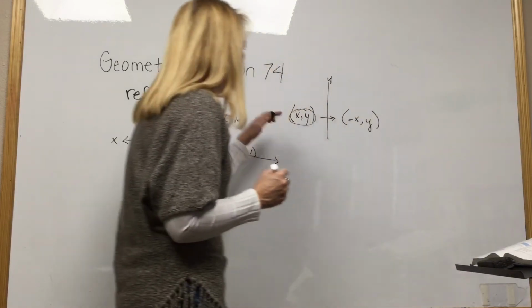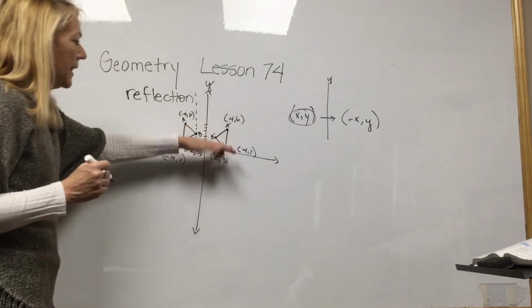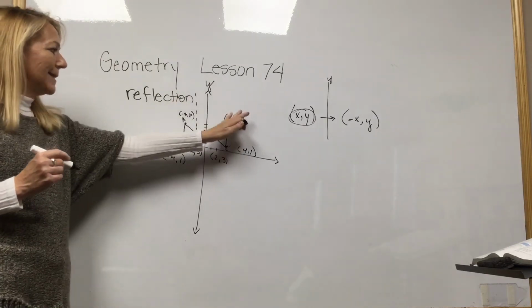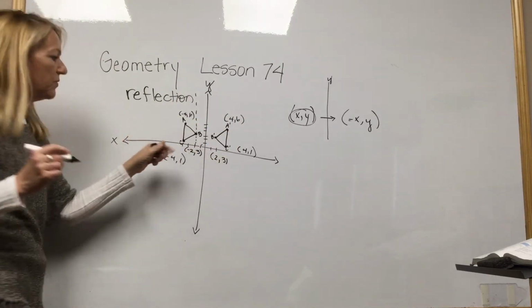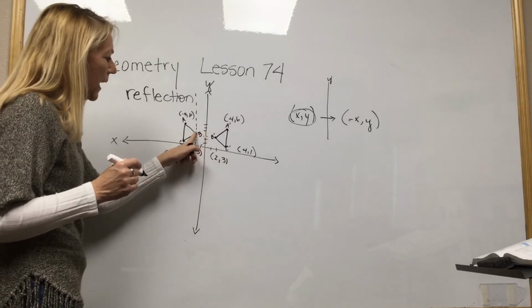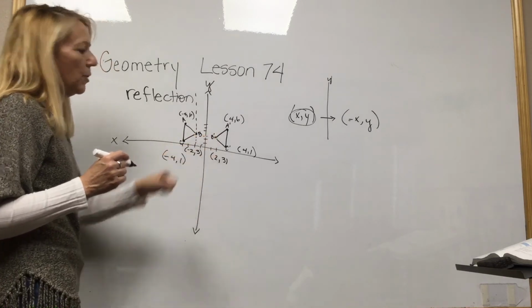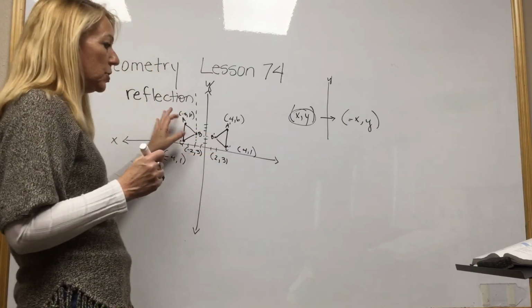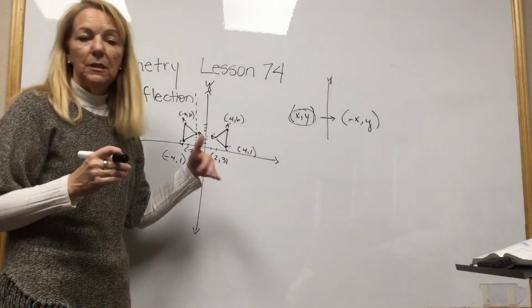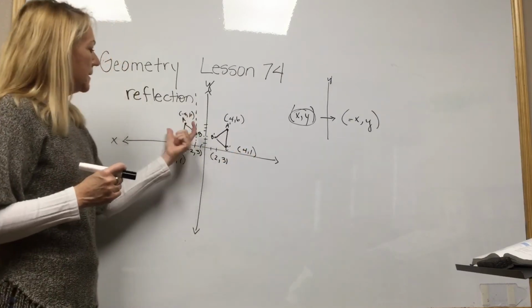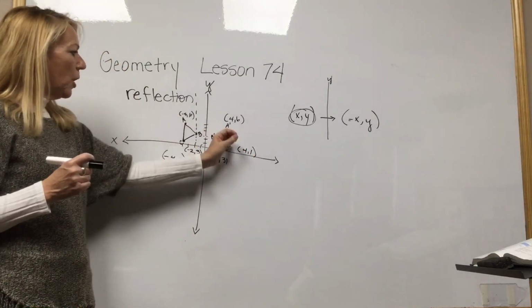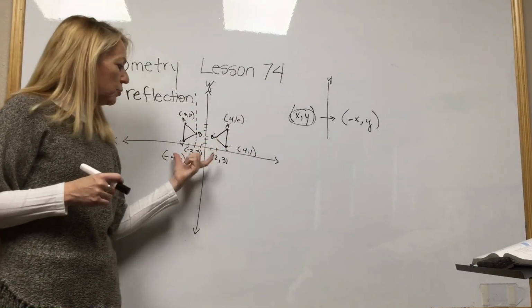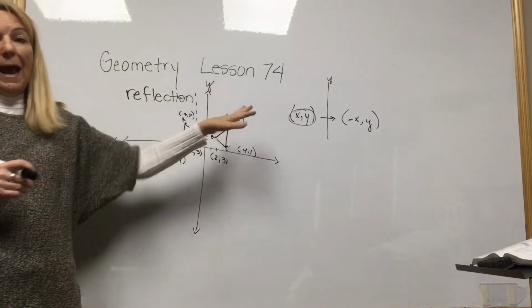Sometimes they have you flip it over a line instead of the x-axis or the y-axis. Same thing though, you just figure out how far away it is from that line and you count that many over before you make your new image. So your pre-image is established. You'll need graph paper. You'll need to draw the shape on there and show your work, and then also show me what coordinates they are before and after.